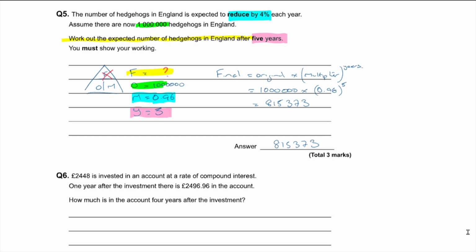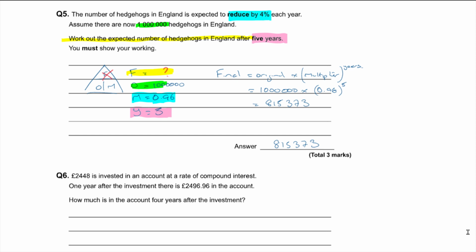Right, question 6. £2,448 is invested in an account at a rate of compound interest. 1 year after the investment, there is £2,496 and 96 pence in the account. How much money is in the account 4 years after the investment?